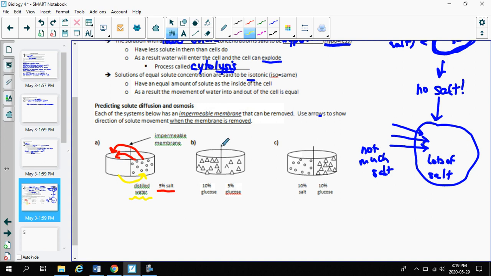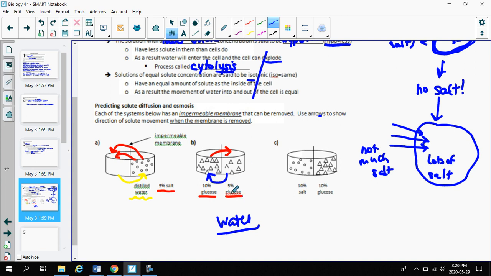In this one, it has a membrane, and we're going to remove that impermeable membrane. We have 10% glucose on this side and 5% glucose on this side. So glucose is going to flow this way because, again, higher concentration to lower concentration. Those glucose molecules are going to shift over to try to reach equilibrium. And while that's happening, water is going to be flowing from the area of higher water concentration to the area of lower water concentration.